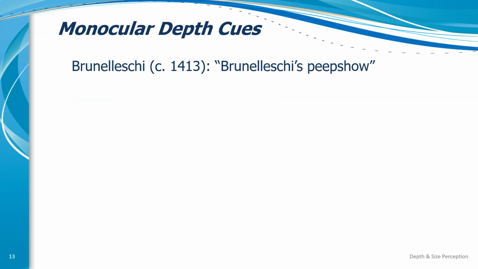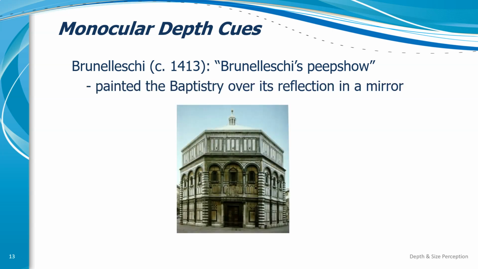So I want to go back to the Renaissance, and I'm going to work in some more art. So Brunelleschi invented what's called Brunelleschi's peep show, and it's not what you think it is, okay? This is completely suitable for work. Okay, what Brunelleschi did was he went to the baptistry, which is a building in Florence, Italy. I've actually been there once. And he painted over its reflection in a mirror. Okay. Why did he do that? So that he would have a perfect copy of how the baptistry actually looked.